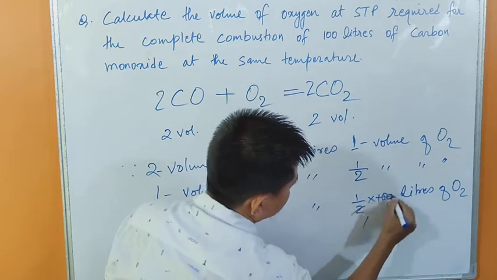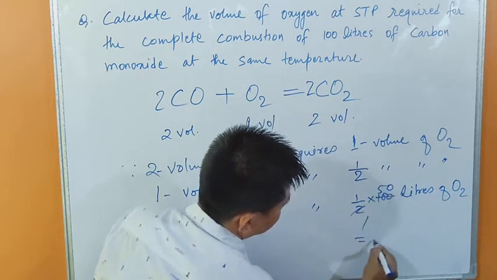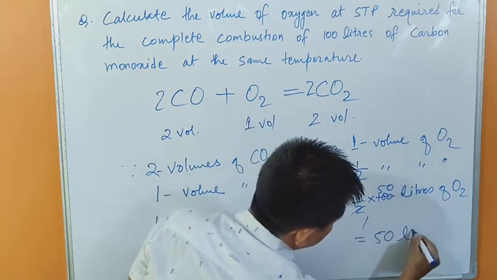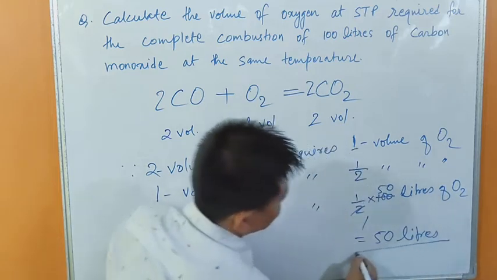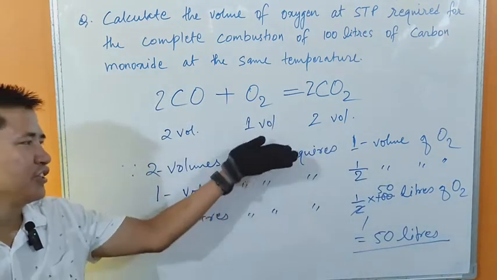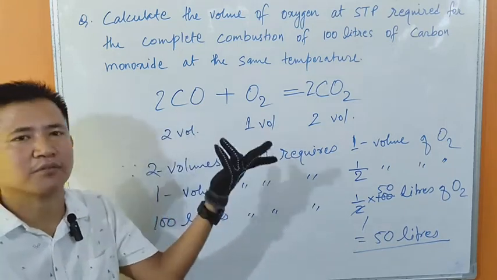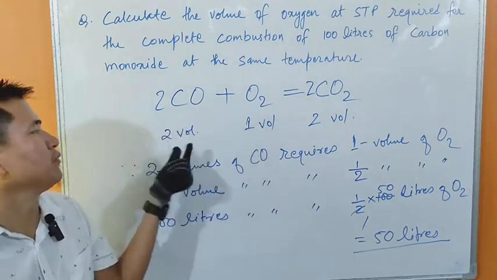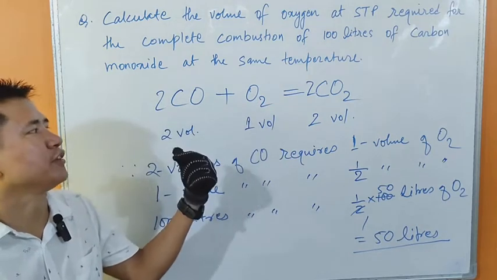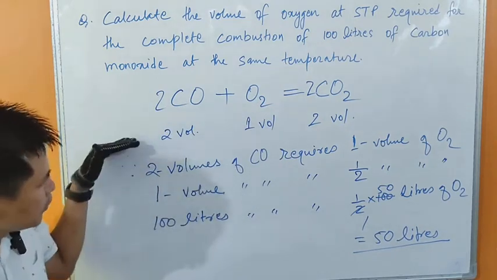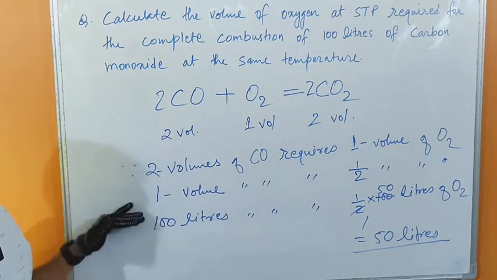2 1s are 2, 2 5s are 10, 2 0s are 0, equal to 50 liters. This is as simple as that. Actually, you can just see and find out the answer by yourself. 2 volumes require 1 volume, 100 liters require 50, isn't it? But you need to solve this by this method, okay?